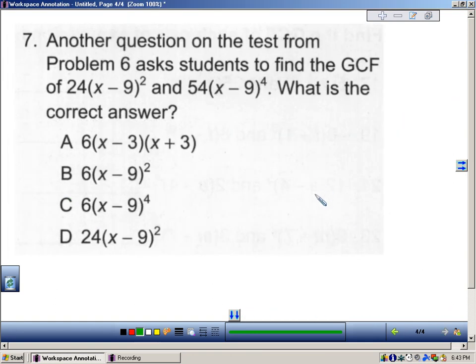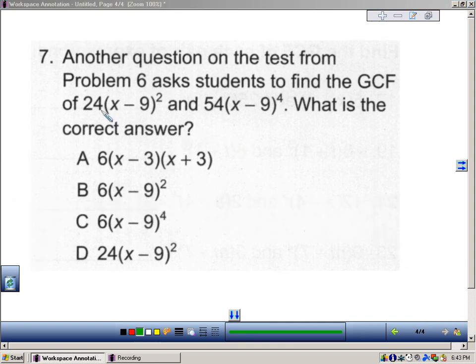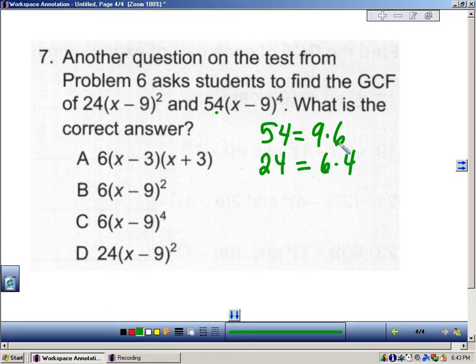Okay, same idea. What is the GCF of these given two monomials? What's the correct answer? And so I'm going to look at 24 and I'm going to look at 54. Now, I know 9 times 6 is 54. Let me write it down. 54 is equal to 9 times 6. And I know 24 is equal to 6 times 4. So I see a common factor of 6 here. You see that? And so 6 must be the GCF, the greatest common factor.